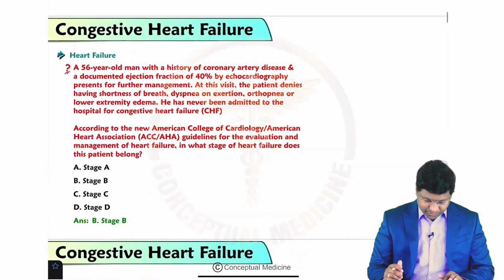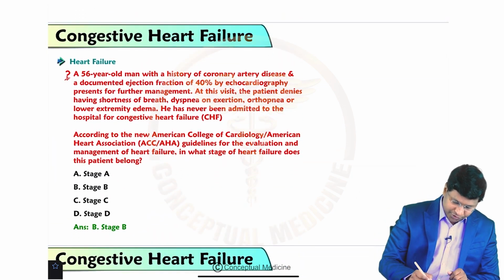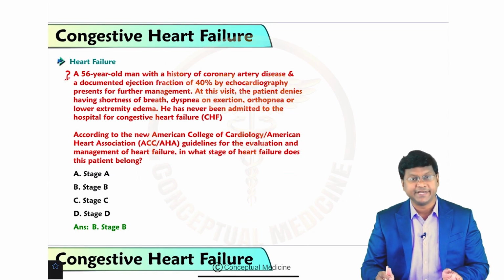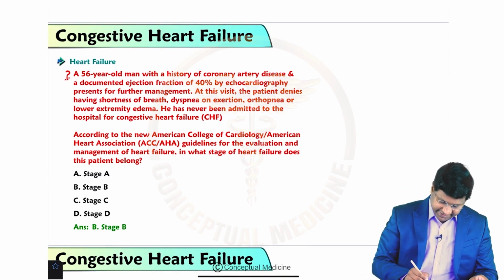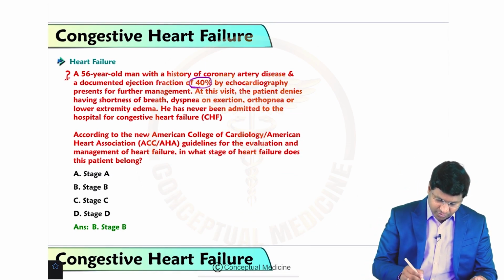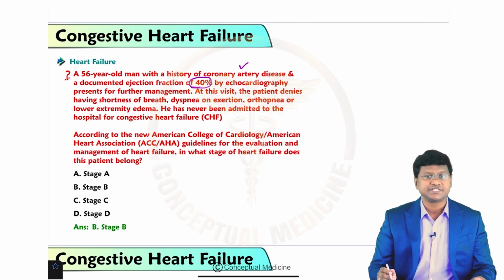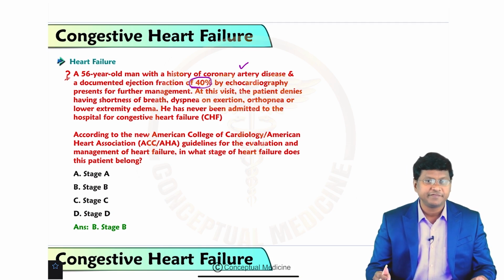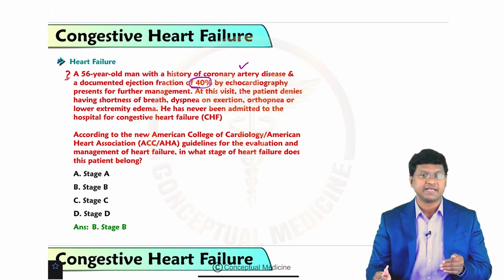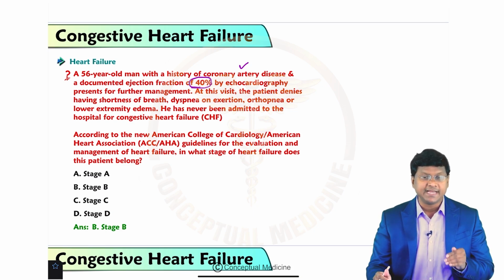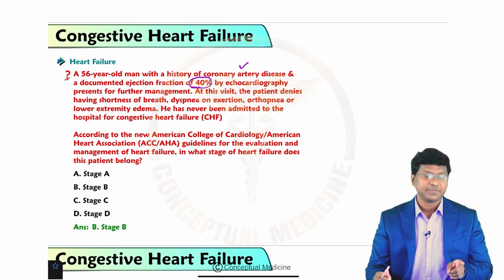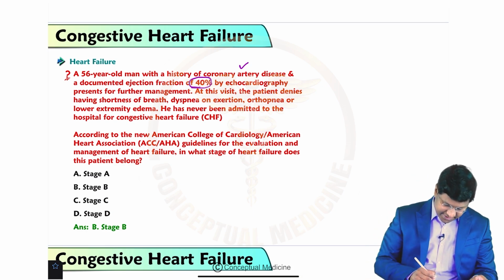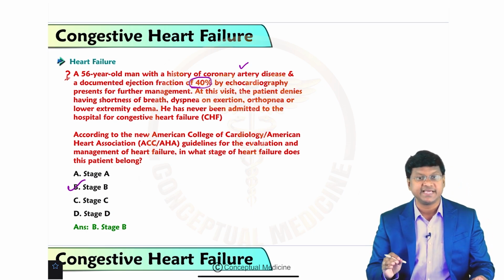So going back to the clinical scenario which I have told you, in this individual there is structural heart disease, right? Coronary artery disease is there and ejection fraction is 40%. Normal ejection fraction is around 55 to 60%, but this particular patient has an ejection fraction of 40%. And this individual is asymptomatic. So under which stage of heart failure does this patient come? This patient comes under stage B congestive heart failure.